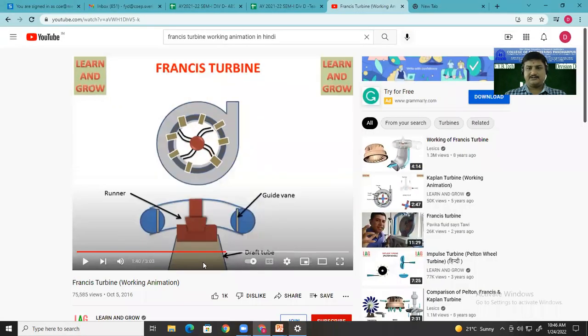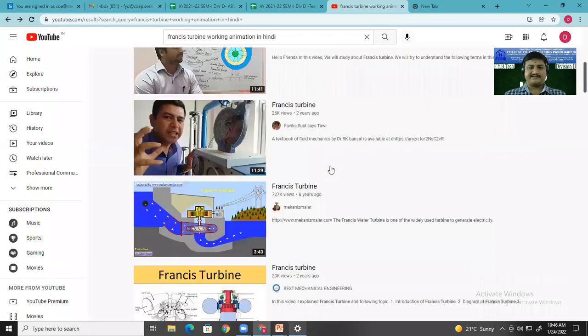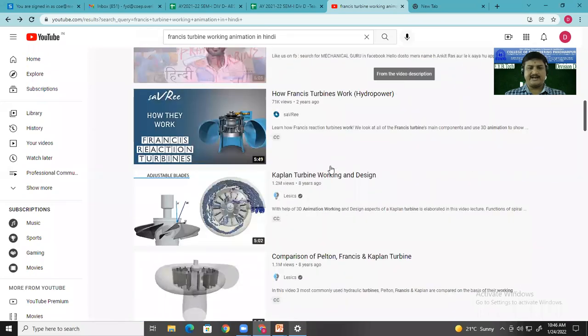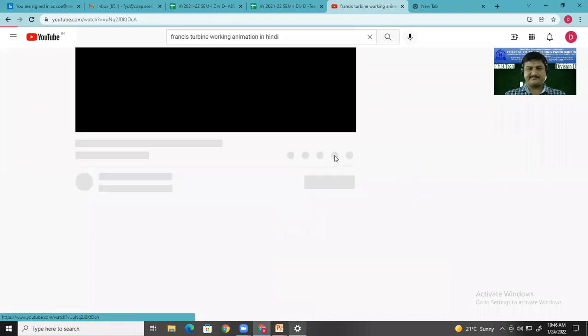Yes, sir. Now to clear the doubt regarding the draft tube, I want to show you the actual experimental model of a Francis turbine.